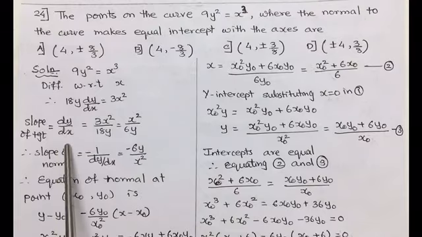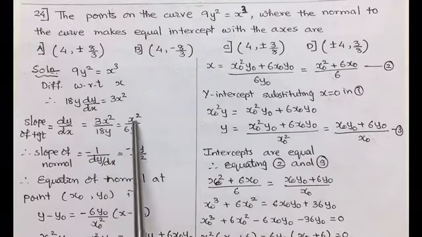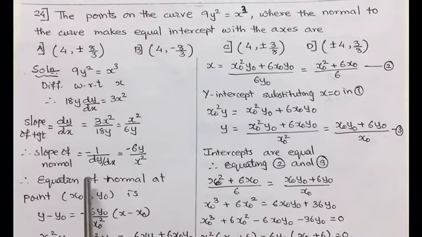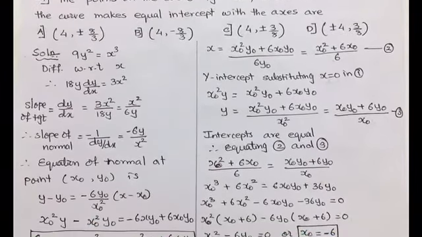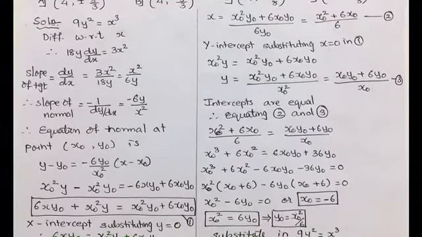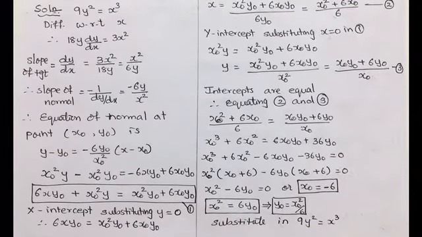Making dy by dx the subject, we'll get the slope of the tangent equal to x square upon 6y, after shifting 18y to the other side. Now the slope of the normal becomes minus 1 upon dy by dx, so it becomes minus 6y upon x square. Since we know neither the slope nor the point, we have taken the point as x0, y0 to find the equation of the normal.